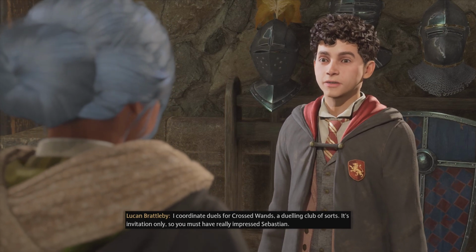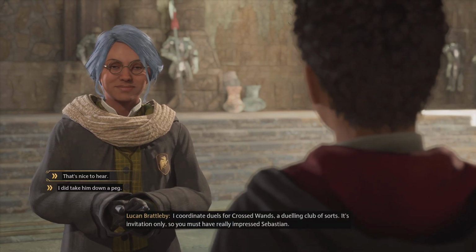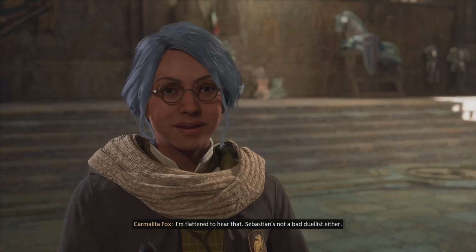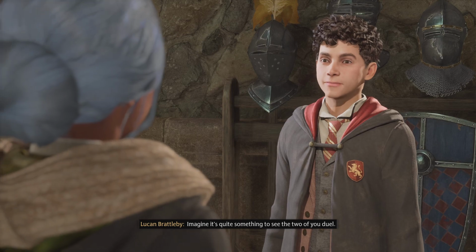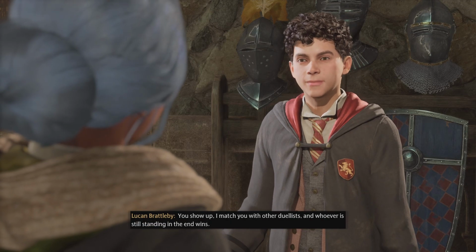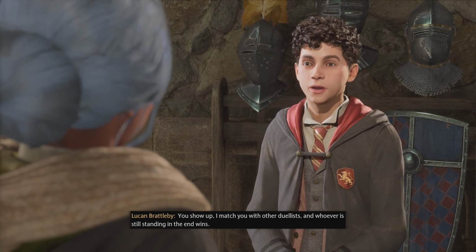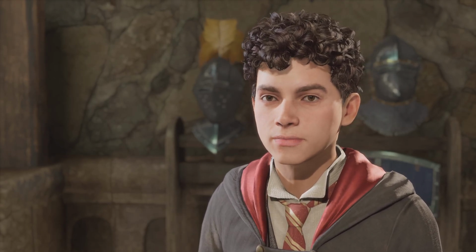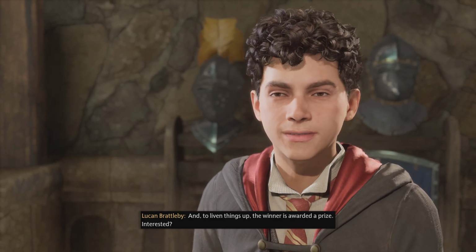It's invitation only, so you must have really impressed Sebastian. Invitation only. I did take him down a peg. I'm flattered to hear that. Sebastian's not a bad duelist either. Imagine it's quite something to see the two of you duel. How does crossed wands work exactly? You show up, I match you with other duelists, and whoever is still standing in the end wins. It's our way of determining the school's greatest duelist once and for all. And to liven things up, the winner is awarded a prize.